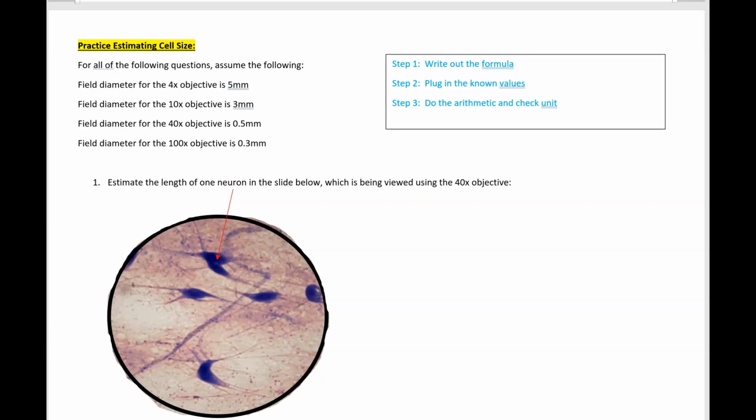So the last thing we'll do is look at how do you estimate cell size. So remember, this is an estimate. It's not exact. You're not using a calibrated ruler to measure the size of the cell. So let's look at this neuron. So we know a couple of things. We know that we're using the 40x objective. We've been told in the problem that the field diameter is 0.5 millimeters. So you can do this.